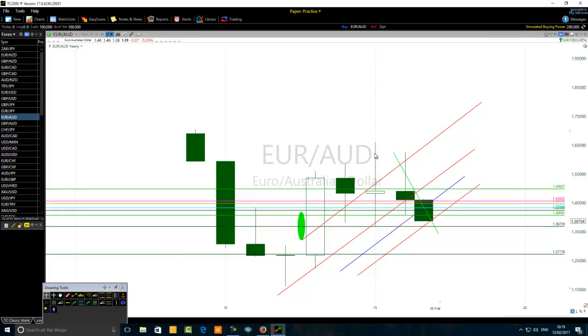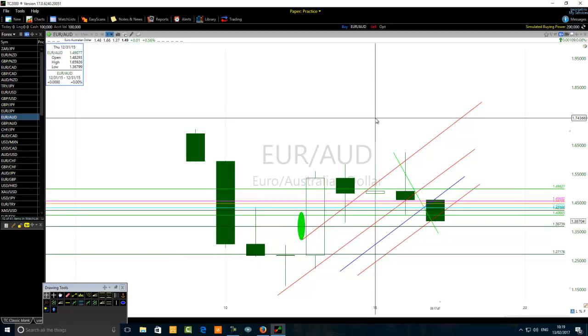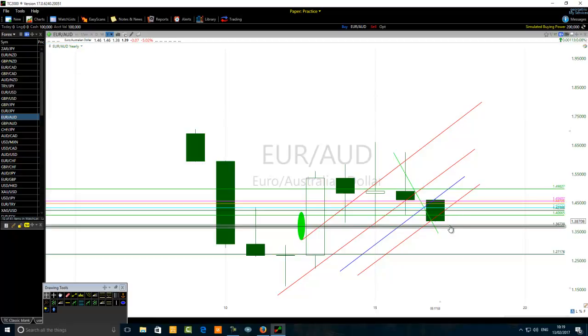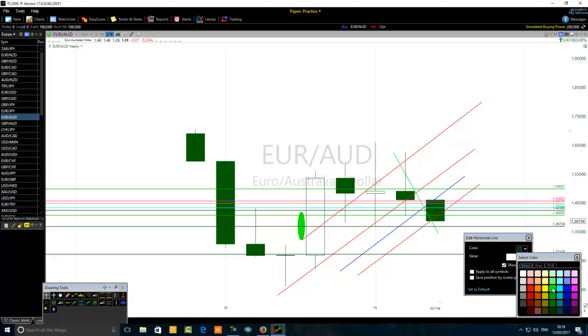That support level is the low of 2015. That low is at 1.3679. Okay, going to color it green. 1.3679.